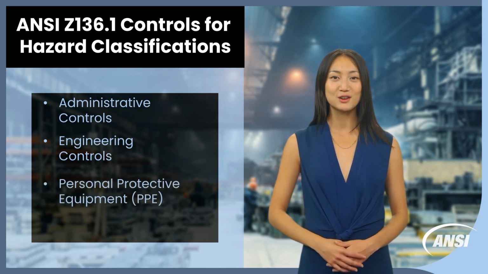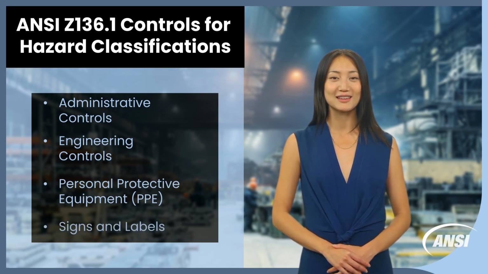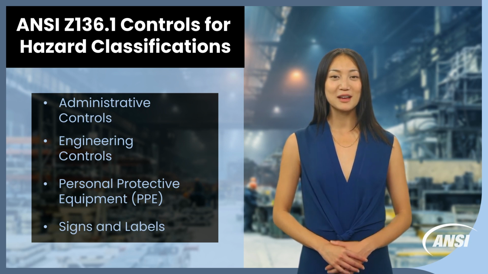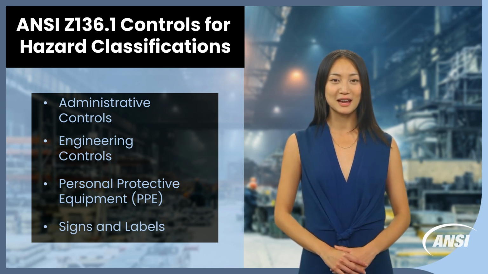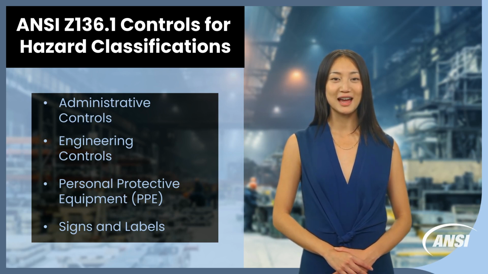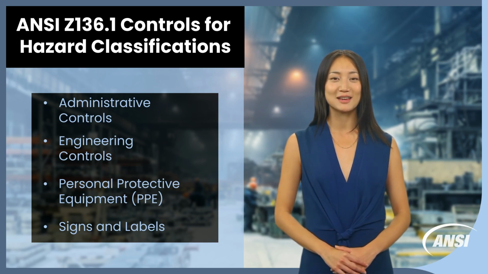Third, control measures on the appropriate personal protective equipment such as laser safety goggles or face shields. Lastly, signs and labels. The standard outlines requirements for labeling lasers and laser-controlled areas to communicate potential hazards effectively, and the document specifies that design of signs and labels be in accordance with ANSI Z136.1 series of standards for accident-preventing signs.